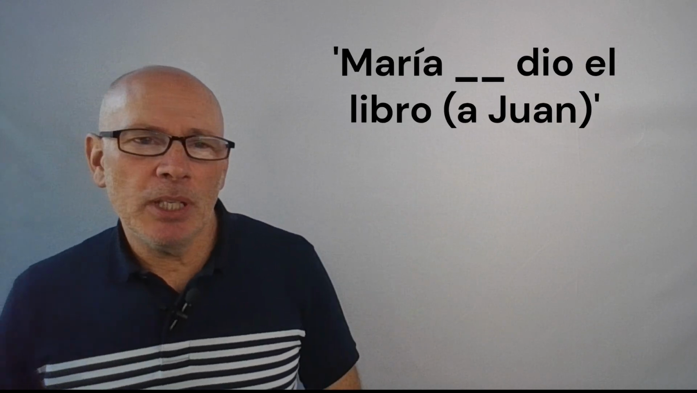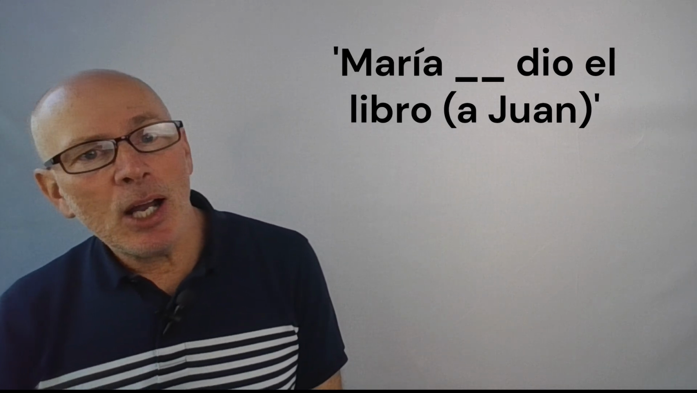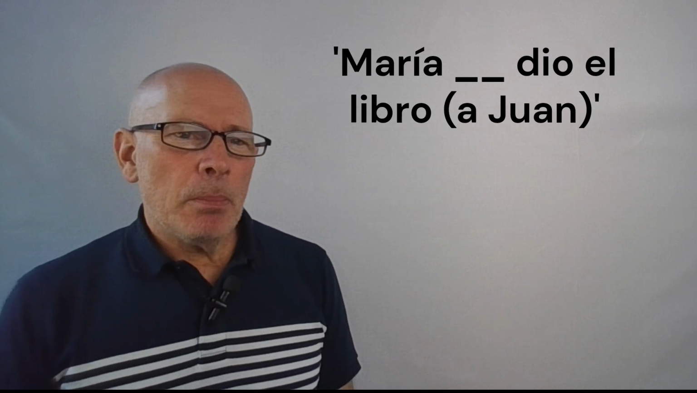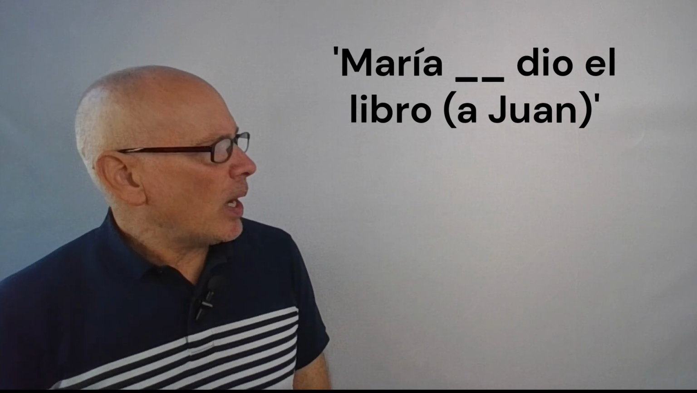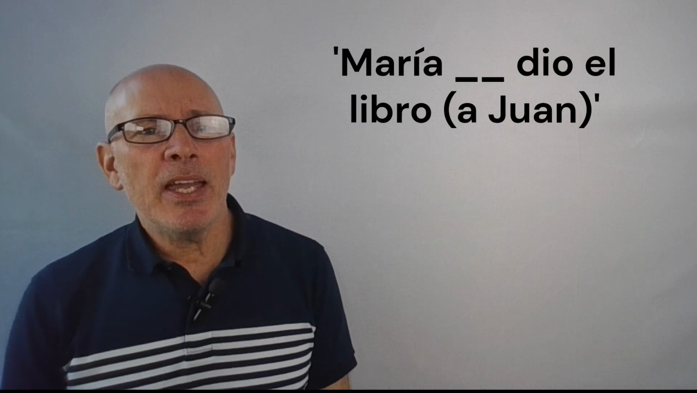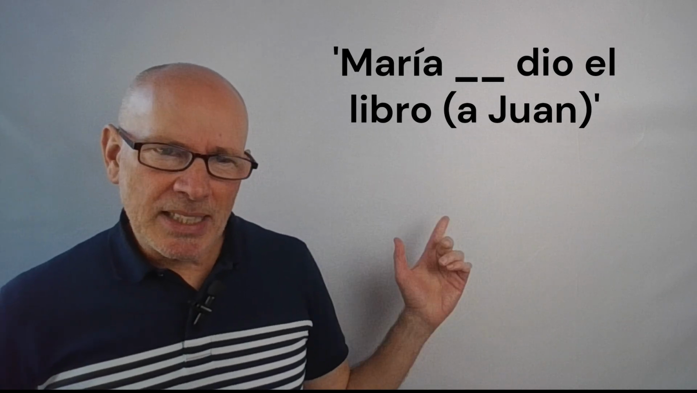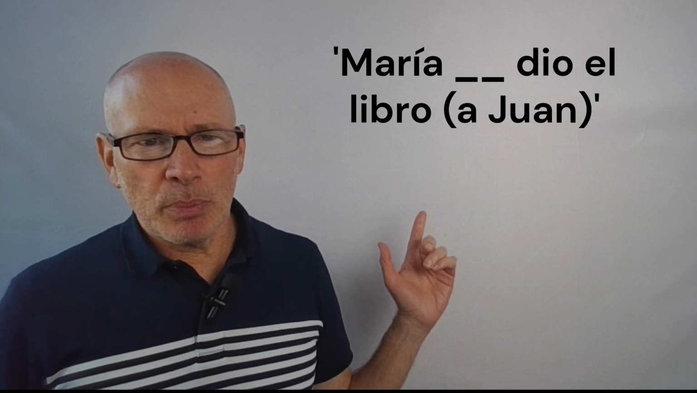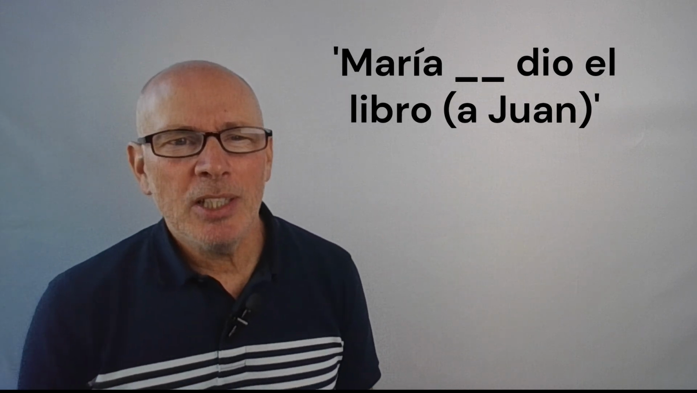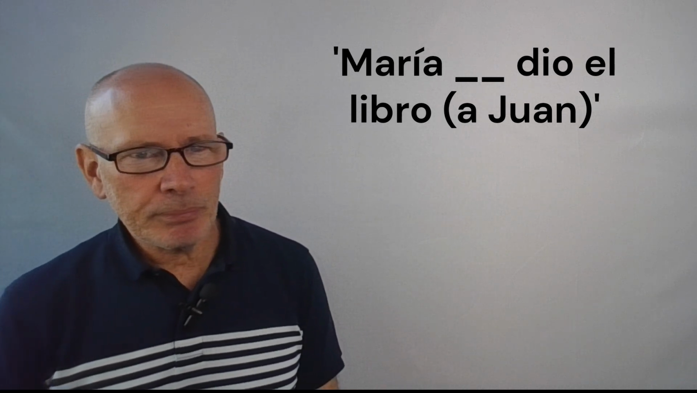So in this example here, we have María dio el libro a Juan. So instead of saying Maria gave the book to Juan, which is this sentence here, we want to say Maria gave him the book. So you can see where to place the indirect object pronoun. It comes before the conjugated verb here. But which one are we going to choose to replace a Juan with to him?